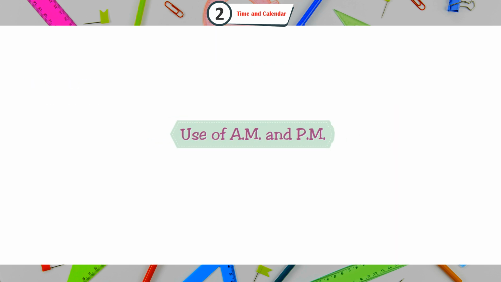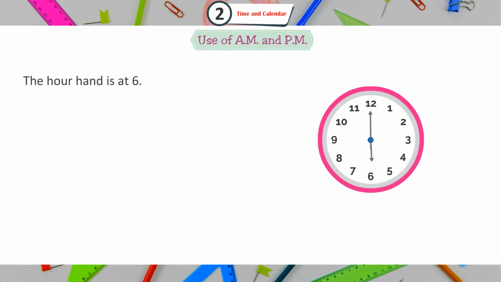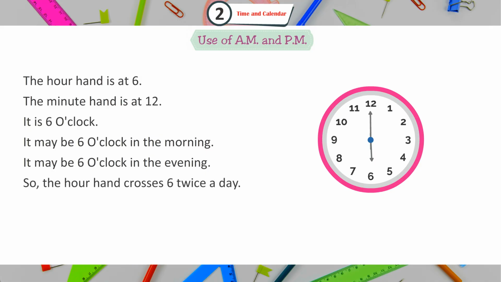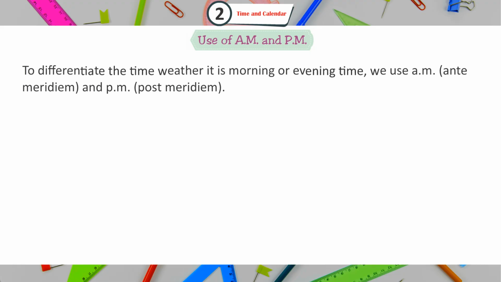Use of AM and PM. The hour hand is at 6. The minute hand is at 12. It is 6 o'clock. It may be 6 o'clock in the morning. It may be 6 o'clock in the evening. So the hour hand crosses 6 twice a day. To differentiate whether it is morning or evening time, we use AM, ante-meridiem, and PM, post-meridiem.